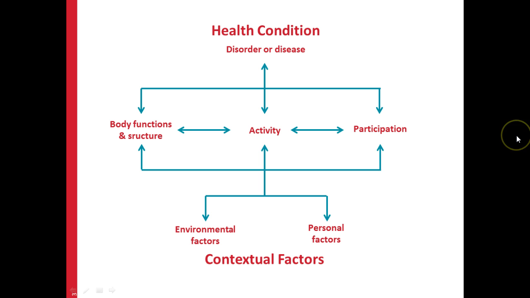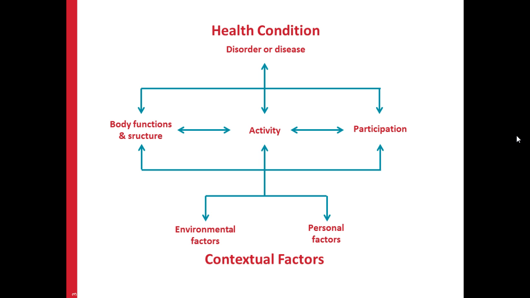This diagram is very widely used and summarizes the model on which the classification system is based. The impact on an individual of a health condition, his or her disorder or disease, is seen as the result of an interaction between health conditions at the top and contextual factors at the bottom. These contextual factors are subdivided.